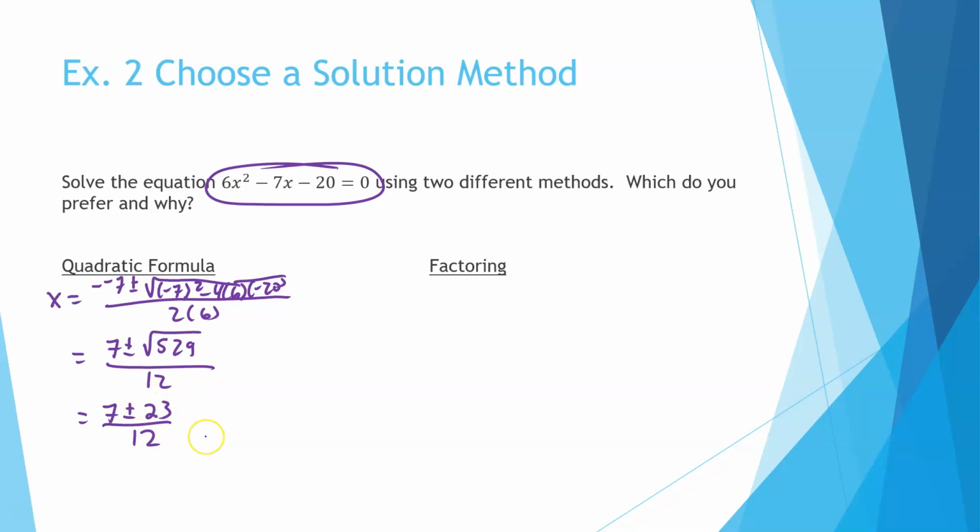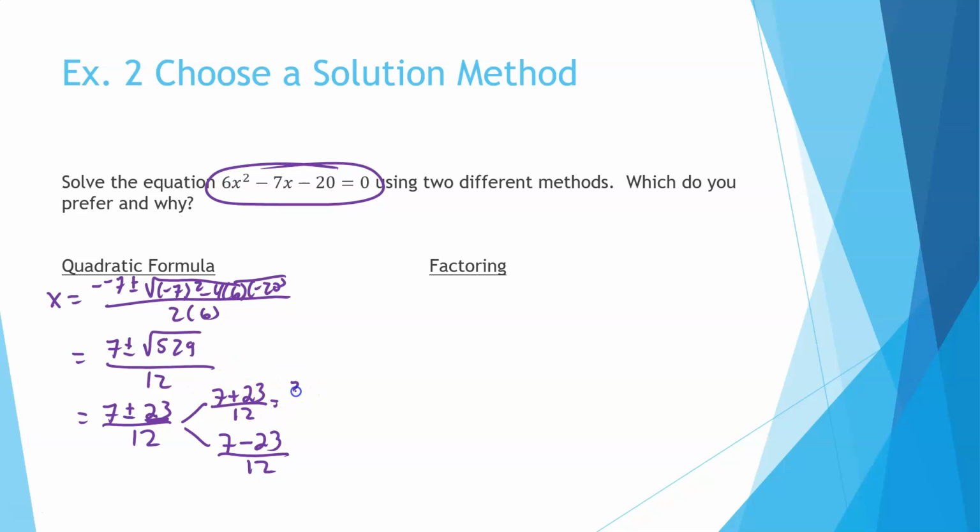If you get a number like that, where it's a perfect square, you have to keep simplifying. So I've talked about the option of different ways to write your answers. But if I get just a number here, I need to first do 7 plus 23 over 12, and then I need to do 7 minus 23 over 12. And then I keep going.